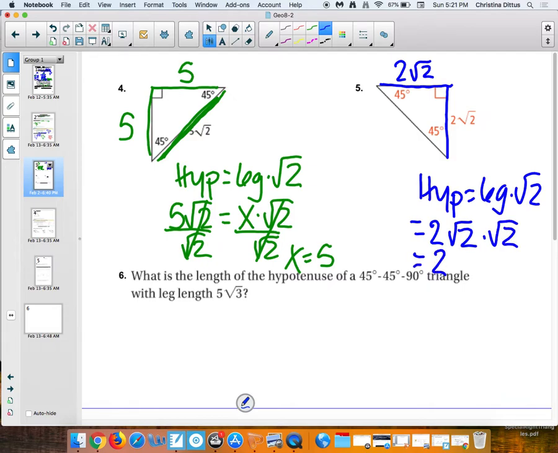I'm taking that times the square root of 2. Well, 2 times the square root of 2 times the square root of 2. Square root of 2 times the square root of 2 is kind of like the square root of 2 squared, which just cancels to be 2. So think about it, square root of 2 squared is just 2. If you put square root of 2 times square root of 2 in your calculator, you will also get 2. Last time I checked, 2 times 2 is 4. So my hypotenuse here has to be 4.